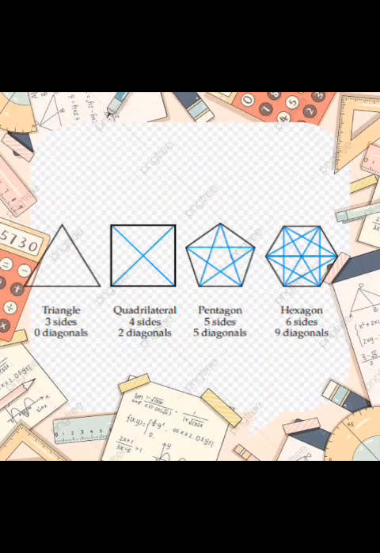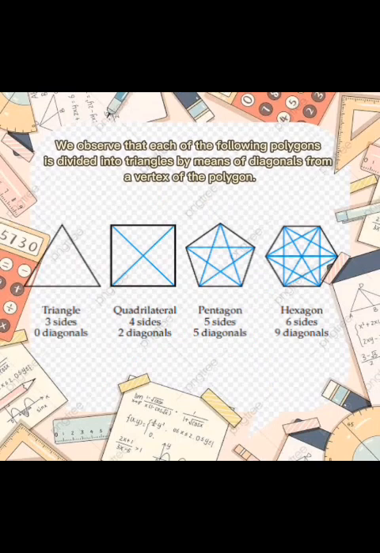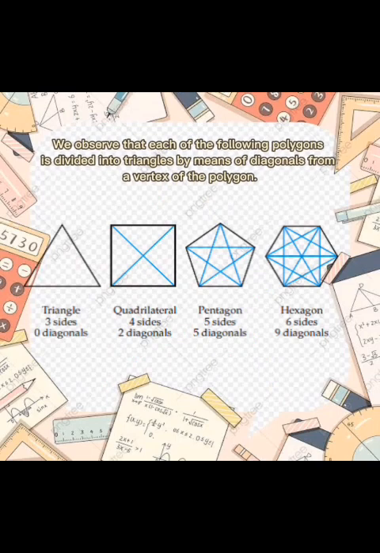Furthermore, in a triangle, we have 0 diagonals. In a quadrilateral, we have 2 diagonals. In a pentagon, we have 5 diagonals. And in a hexagon, we have 9 diagonals. We observe that each of the following polygons is divided into triangles by means of diagonals from a vertex of the polygons.